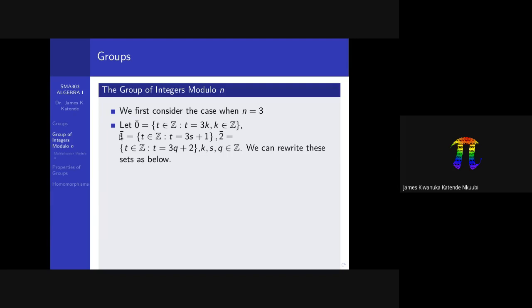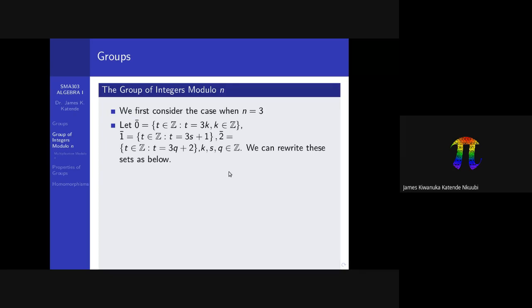And then the second set here, which I call 1 bar, is a set of all integers that leave remainder 1 when divided by 3. And then the last one is a set 2 bar, which is a set of all integers which leave remainder 2 when divided by 3. Now here k, s, and q are integers.